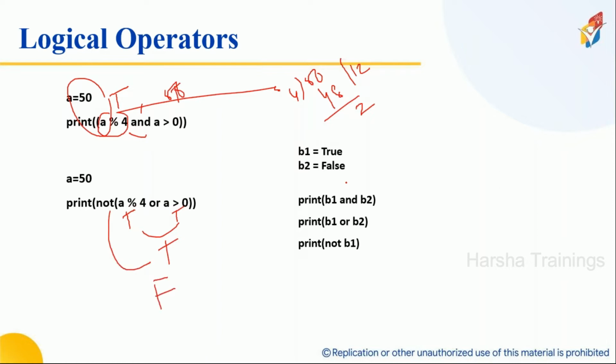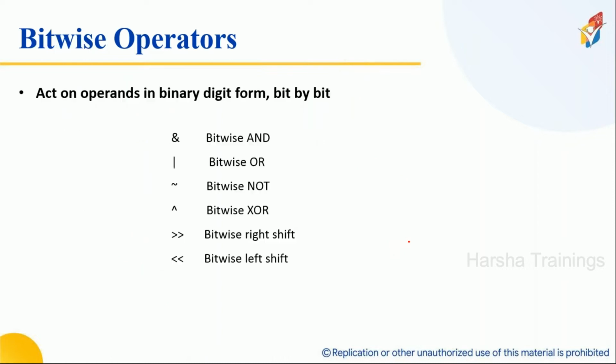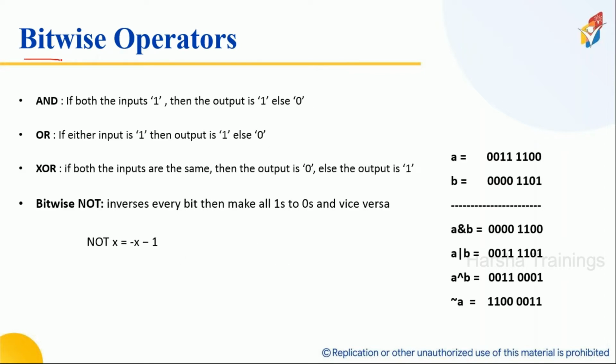Clear? Yeah. Can you please tell me the answer for this, B1 and B2? Here, B1 is true and false. False. This one? True. Not of B1? False. Clear? Yeah. Now, like logical operators, we have another set of operators called bitwise operators.